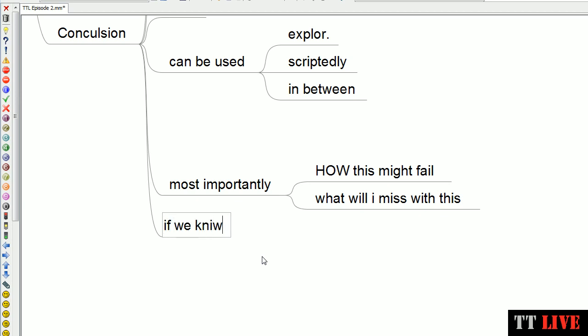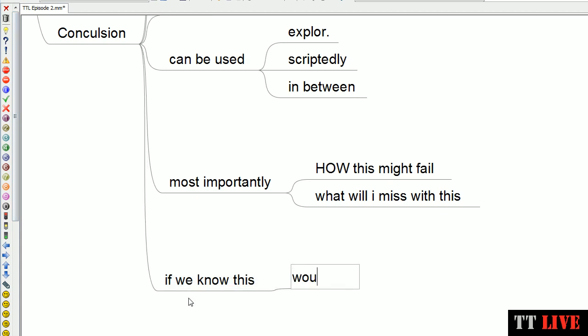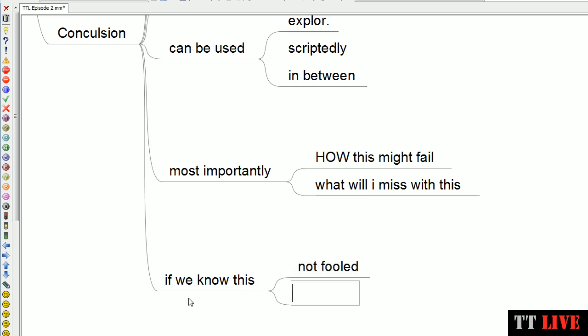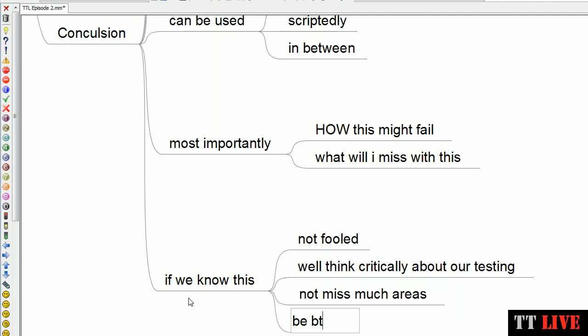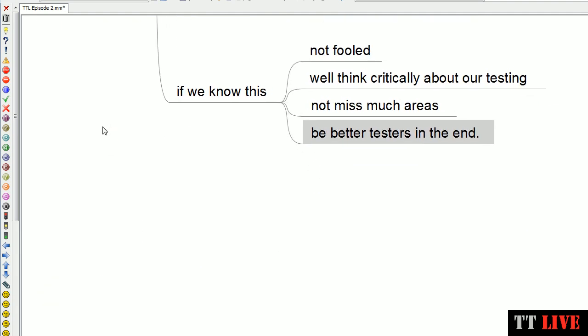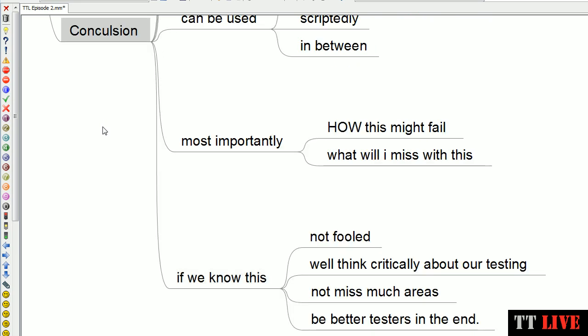If we know this, we won't be fooled, and will think critically about our testing. We'll not miss many areas, and will be better testers in the end, because we can use this information in next projects as well.